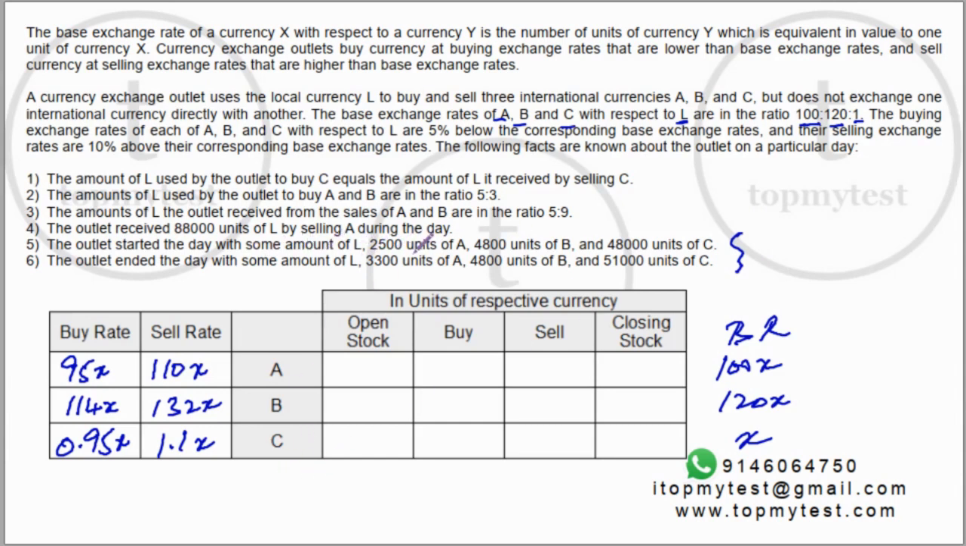Okay. Now, if you look at the last two statements, the outlet started with some amount of L, we don't know, 2500 units of A, 4800 units of B, and 48,000 units of C, and finished at 3300, 4800, and 51,000. So opening stock, then it will buy something, sell some units, and then it will be the closing.